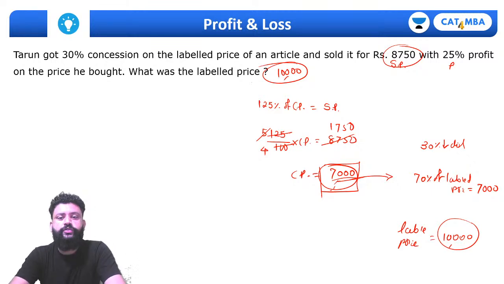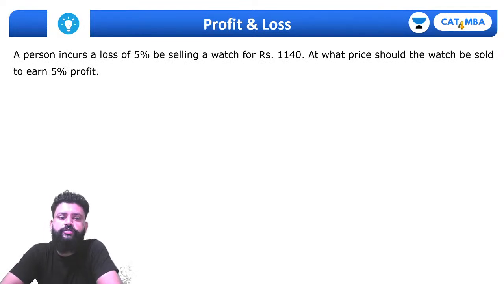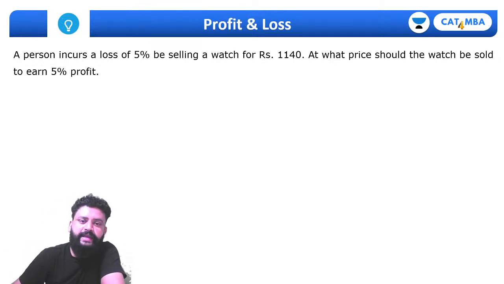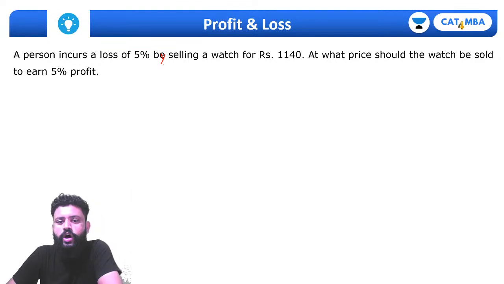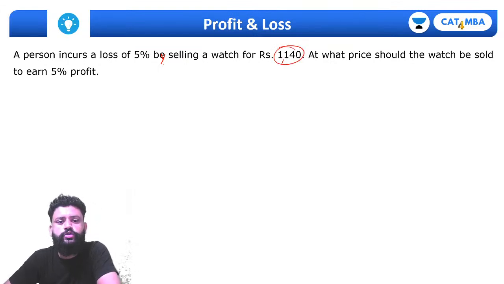So guys, speed up quickly. Try this question. A person incurs a loss of 5% by selling a watch. Here it should be buy, not B. By selling a watch for 1140 rupees, at what price should the watch be sold to earn a profit of 5%? Again, a typical question of profit and loss.